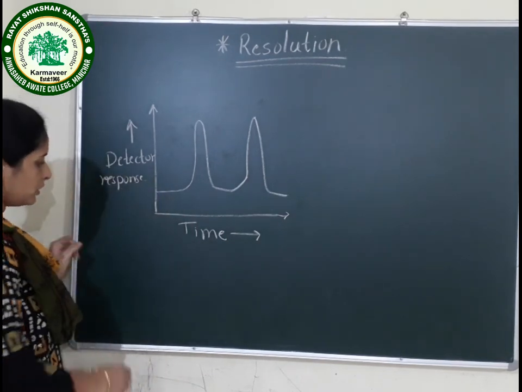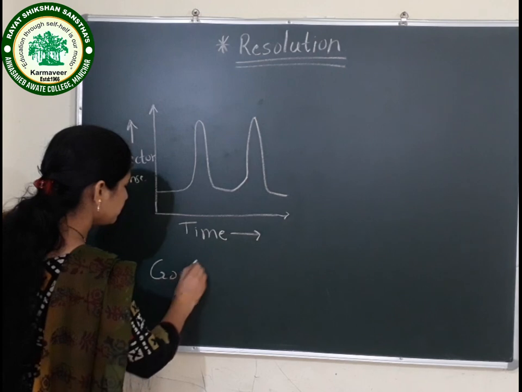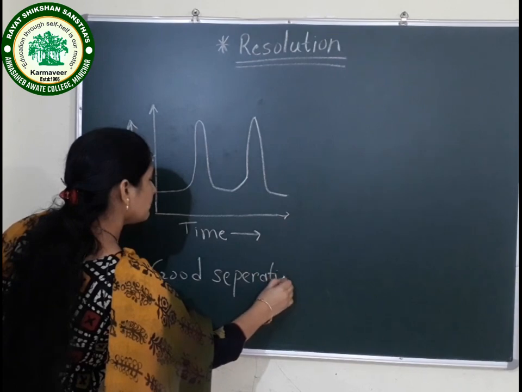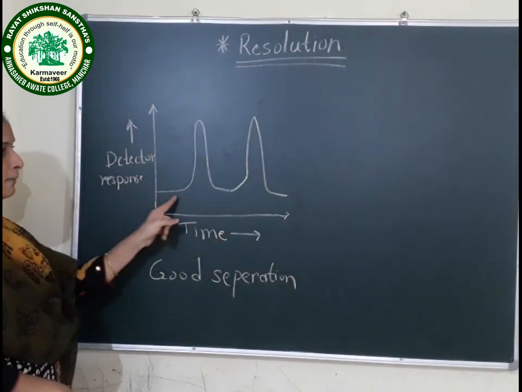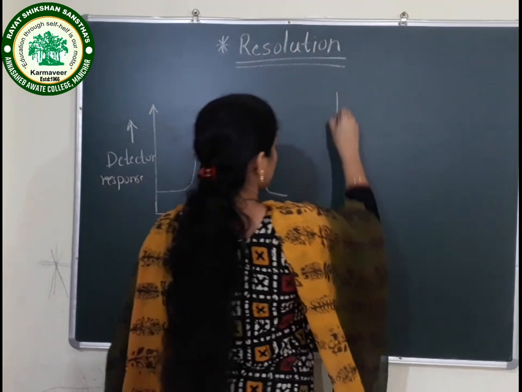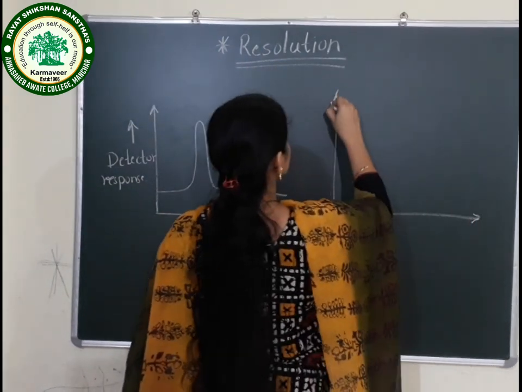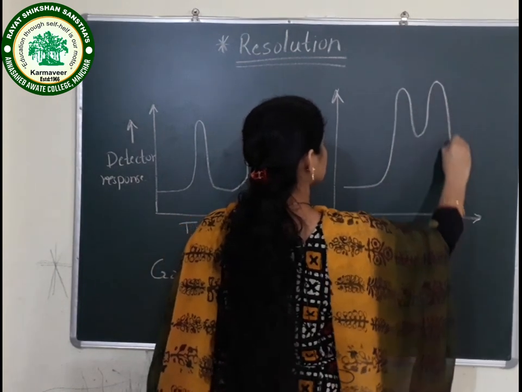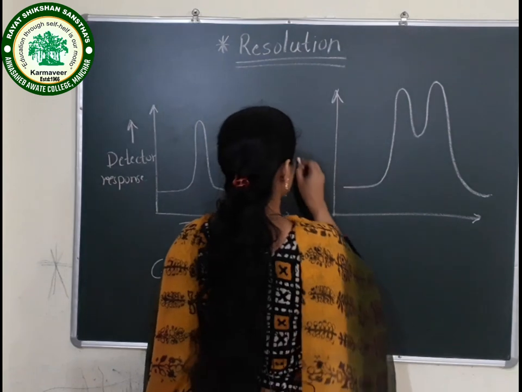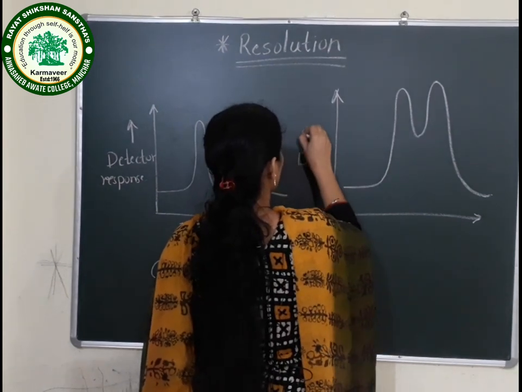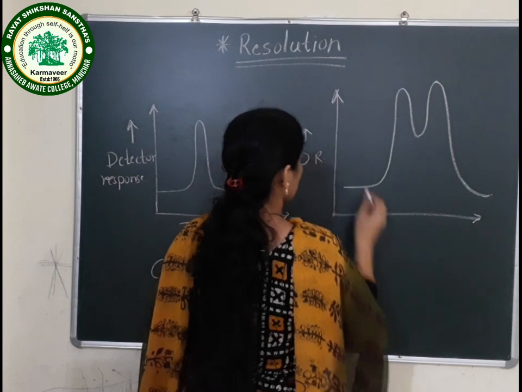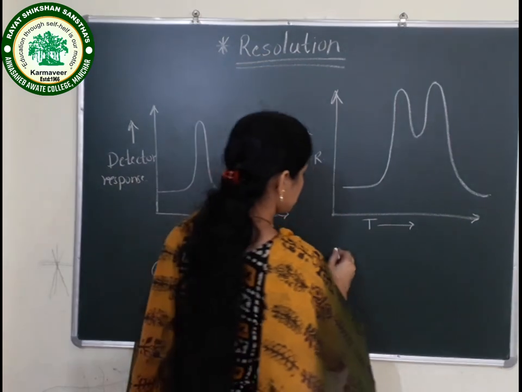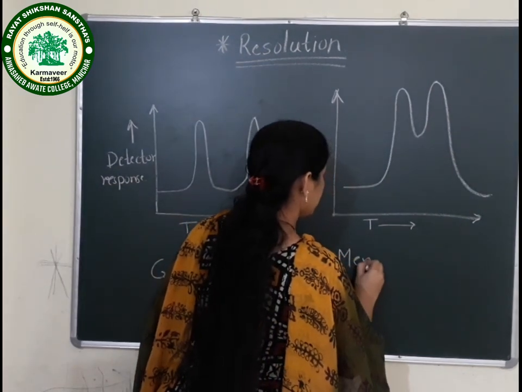Now this graph gives the good separation. Means we obtain the better resolution by this type of graph. If we obtain the graph like this, this is also detector response versus time. Okay. Now here we obtain the merge band.